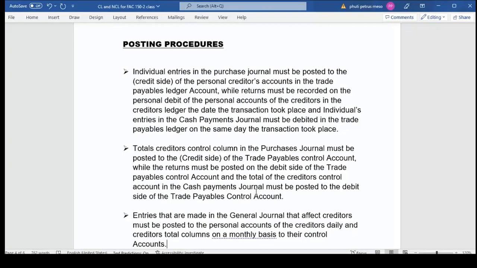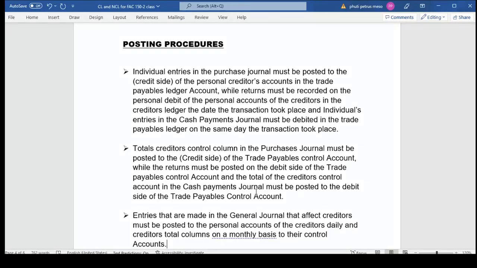Right, so it further says, let me start all over. Individual entries in the purchases journal must be posted to the credit side of the personal creditors account in the trade payables ledger account, while the returns must be recorded on the debit side of the personal accounts of the creditors in the creditors ledger, on the day the transaction takes place. And individual entries in the cash payments journal must be debited in the trade payables ledger on the same day the transaction took place.